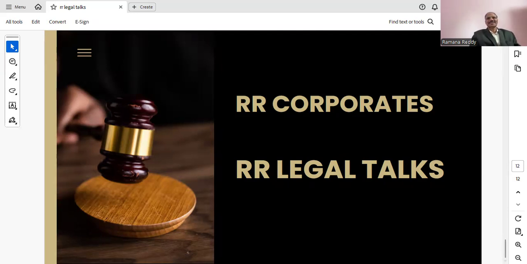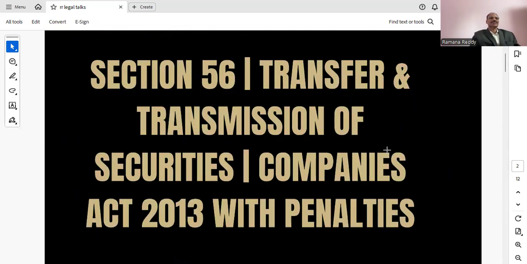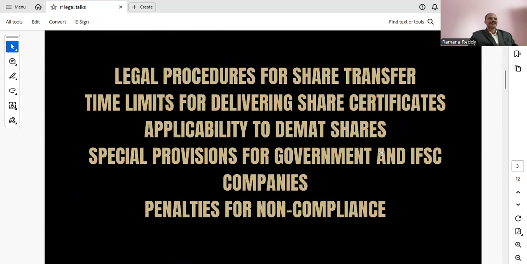Now we are going to discuss transfer and transmission of securities, transfer of shares and transmission of shares, Section 56 of Companies Act 2013. What are the legal proceedings for share transfer and what are the time limits for delivering share certificates? Applicability to demat of shares and special provisions for government and IFSC companies. And we are also going to discuss penalties for non-compliance.